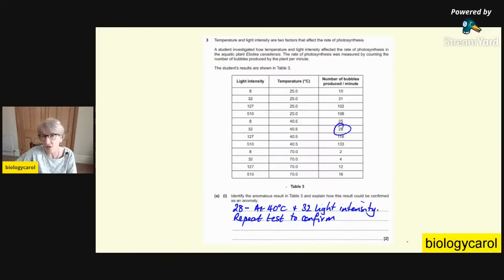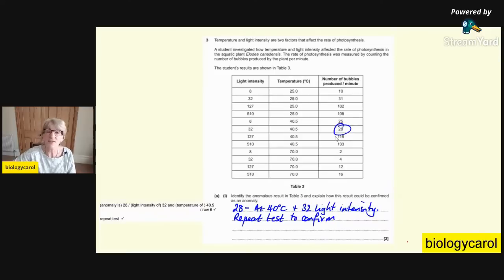The way that you would confirm it as an anomaly is to repeat it and see whether you got the same result again. If you really thought it was still dodgy, repeat it again and check your methodology, check you're doing everything correctly, because it could be a type of error, I've now forgotten which, when you just do your method wrong. It'll come back to me. Hey ho, let's move on.